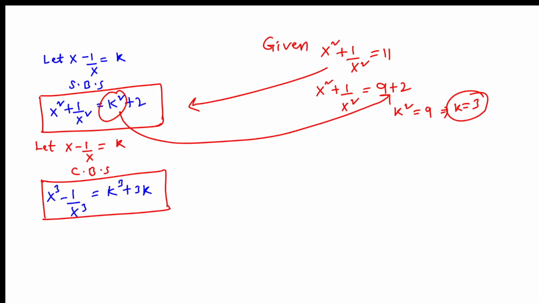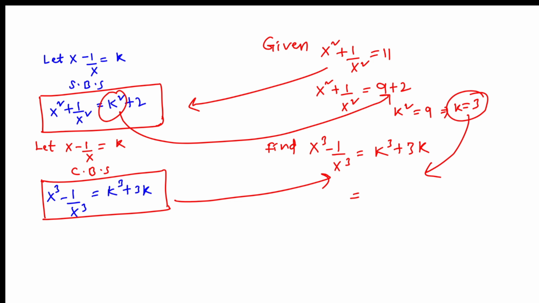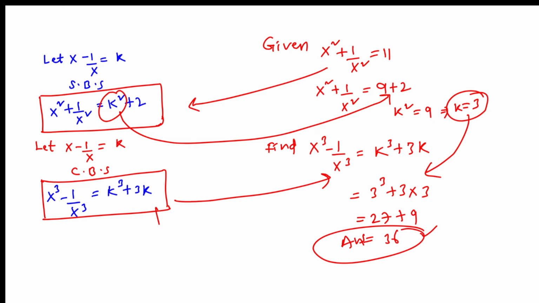So in the same way, we have to find out x cube minus 1 by x cube. That is, we already know the formula. X cube minus 1 by x cube is equal to k cube plus 3k. So now substitute the value of k is equal to 3. 3 cube plus 3 into 3. That is equal to 27 plus 9. That is equal to 36. This is the answer of the problem.